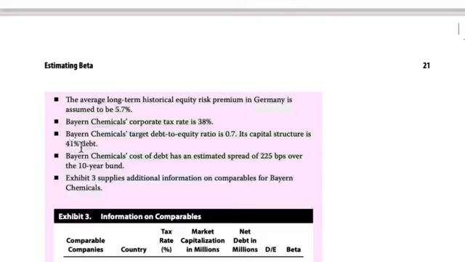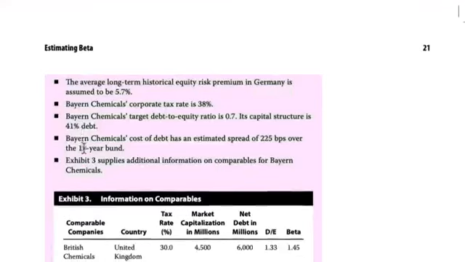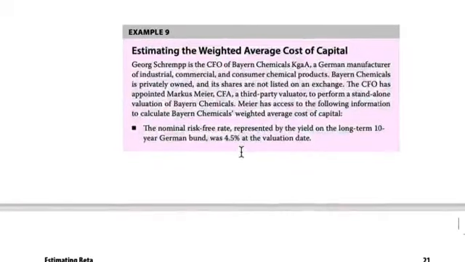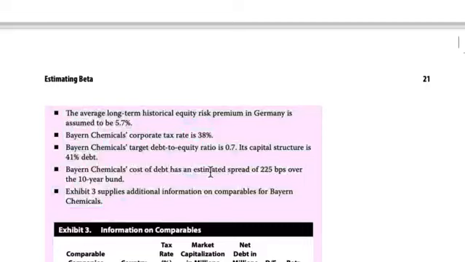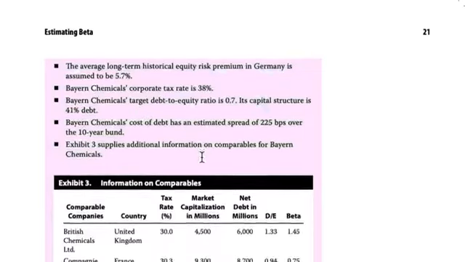We need the return on debt and the return on equity. Bayern Chemicals' cost of debt has an estimated spread of 225 basis points over the 10-year Bund. The 10-year Bund is 4.5. We have RD, which is 6.75%. So we have the weighting on debt, the cost of debt, and our tax rate. There's one component done. We have the weighting on equity, but we don't have a return on equity. But for CAPM, we have the risk-free rate and the equity risk premium. We only need a beta.